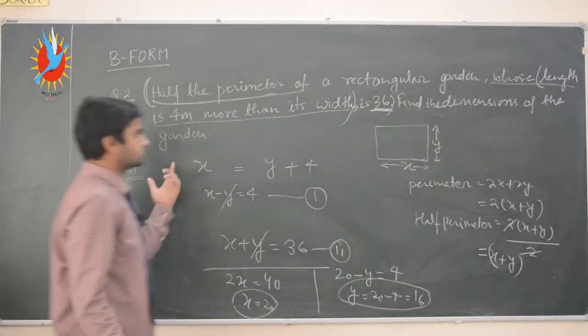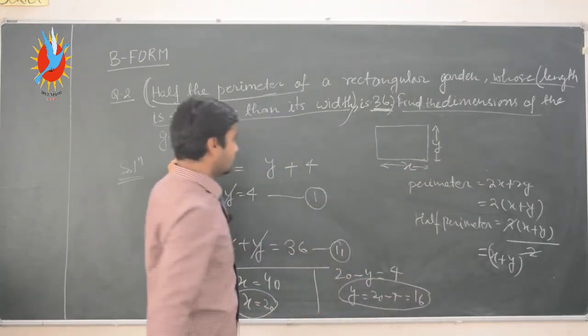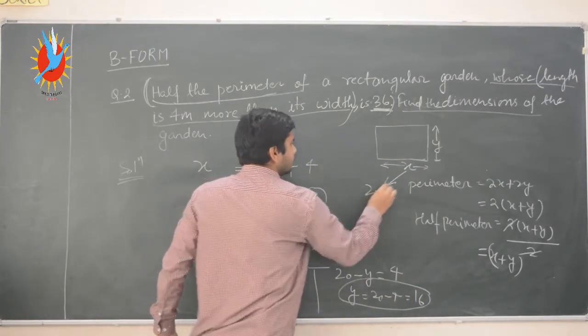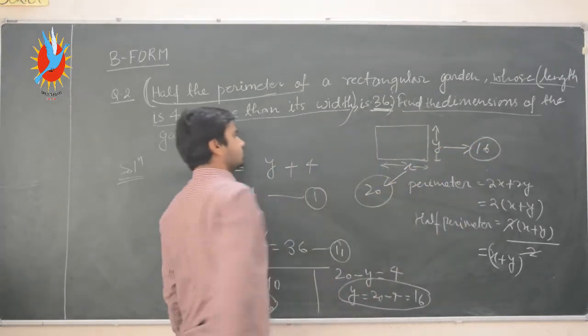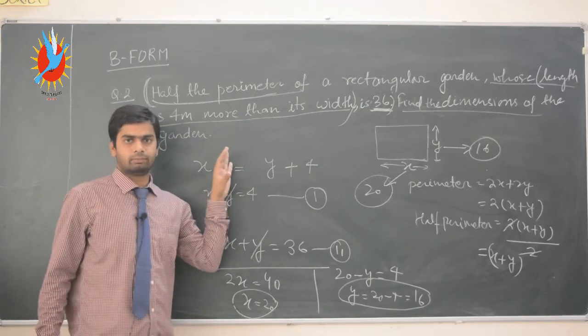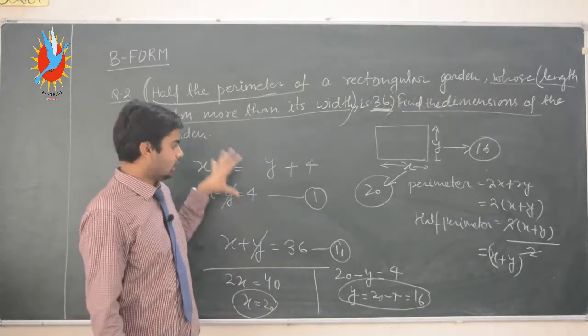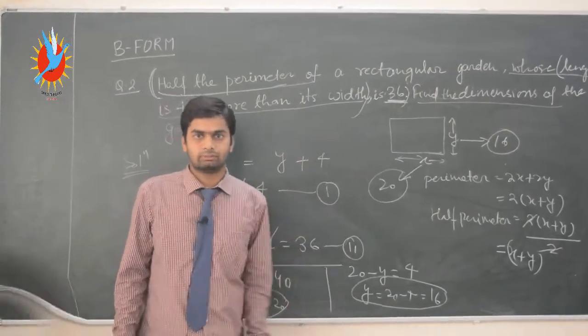It is being asked in the question to find the dimensions of the garden. So the length, this x, will be equal to 20 and the width will be equal to 16. So this is our answer for this particular problem. Solve all related problems of geometrical figures by this concept. Next we will see some more problems.